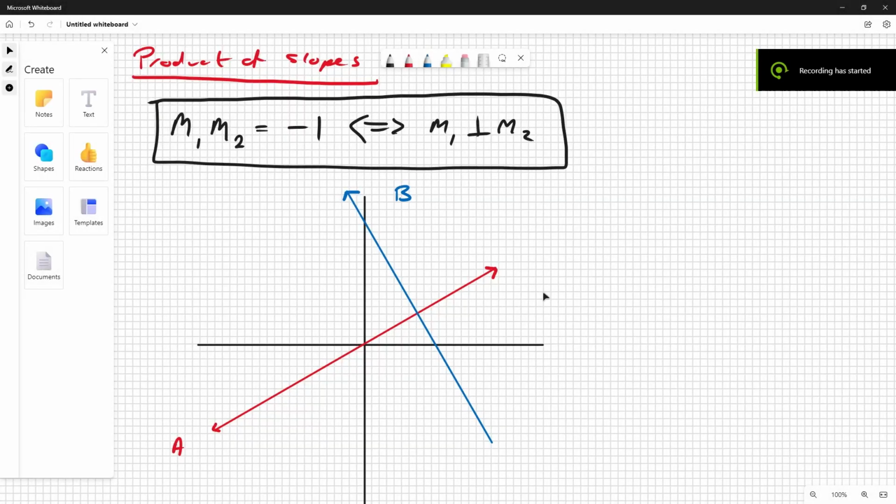Okay, so for people who've done at least a slight bit of coordinate geometry, you might have had to learn the fact that if two slopes are perpendicular, their product equals -1. Or equivalently, m1 is perpendicular to m2 if and only if m1 m2 equals -1.